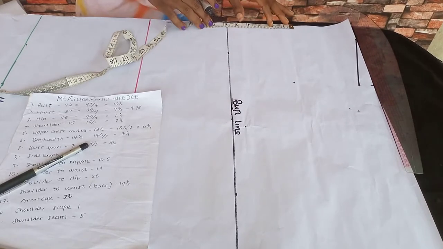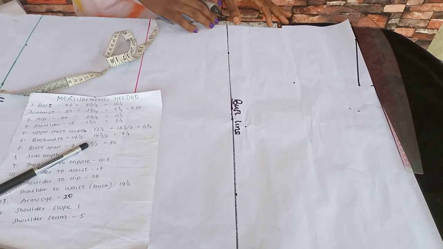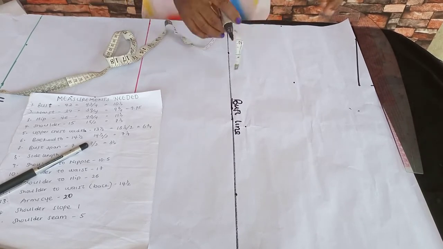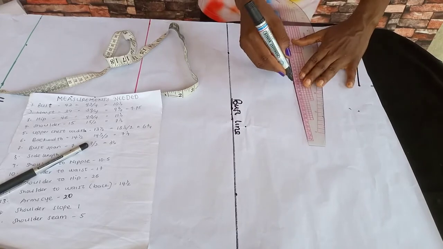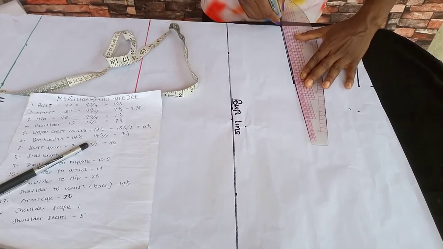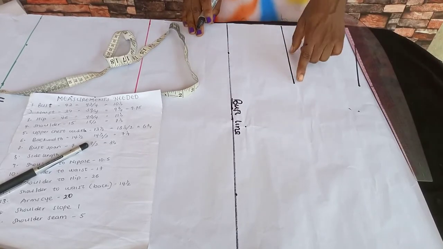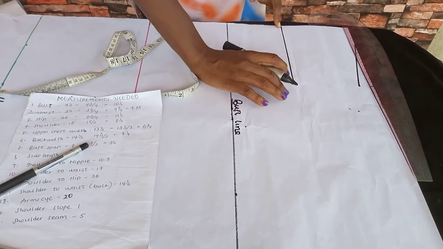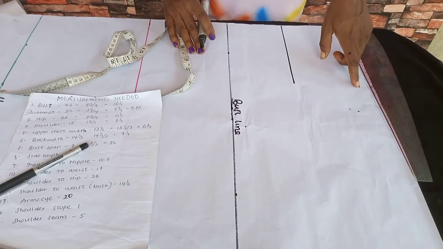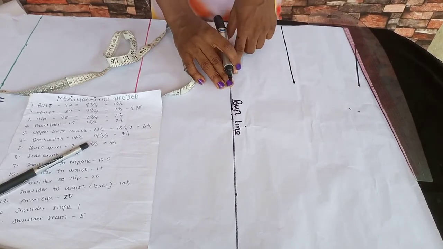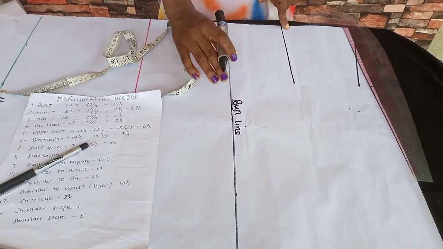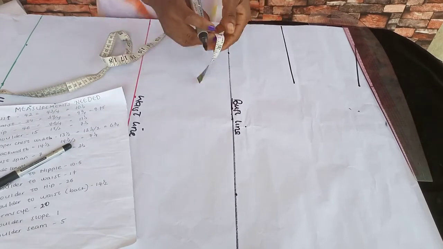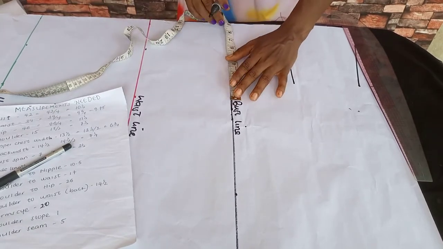What I got, 4 3/4, I'll mark. Then I use my pattern ruler to draw a straight line. This will serve as my upper chest width. The distance from the slope to the bust line divided by 2 is my upper chest width. So next, I want to get my bust measurement.